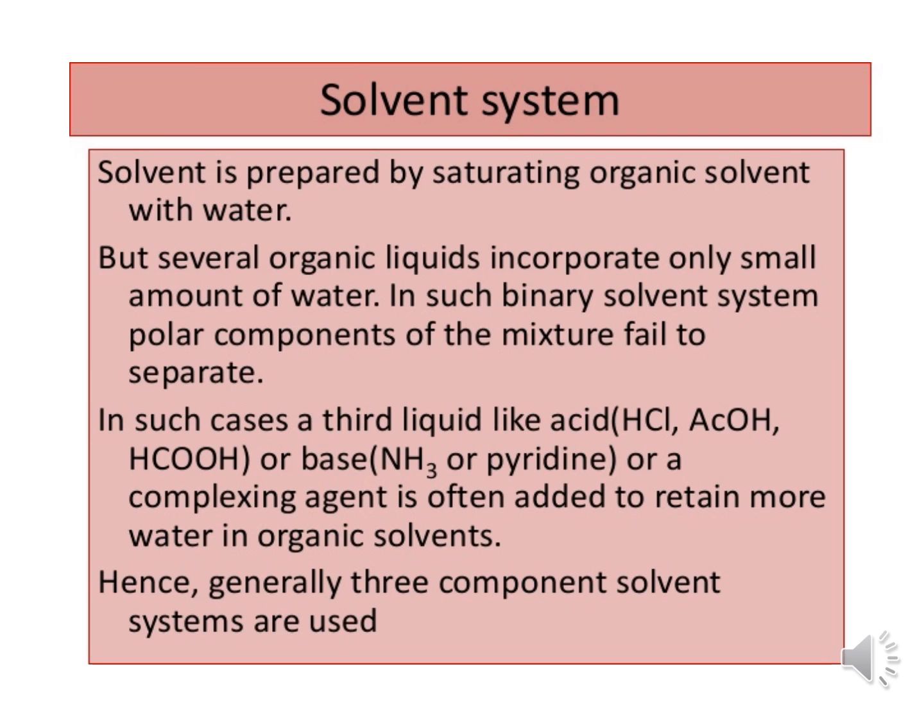Second one is solvent system. Solvent is prepared by saturating organic solvent with water. But several organic liquids incorporate only a small amount of water. In such a binary solvent system, polar components of the mixture fail to separate. In such cases, a third liquid like HCl or base ammonia or a complexing agent is often added to retain more water in organic solvents. Hence, generally, three-component solvent systems are used.